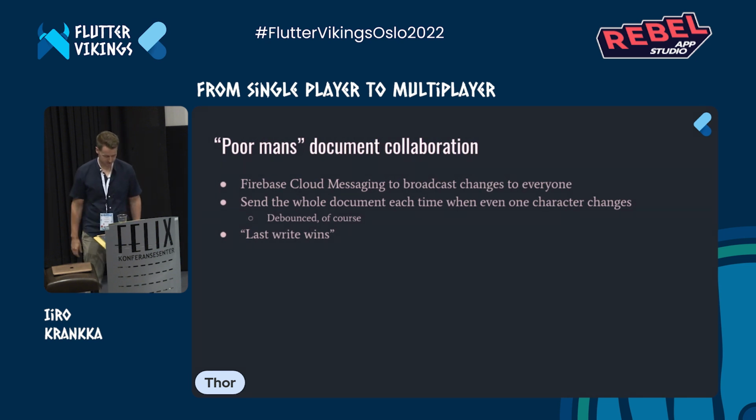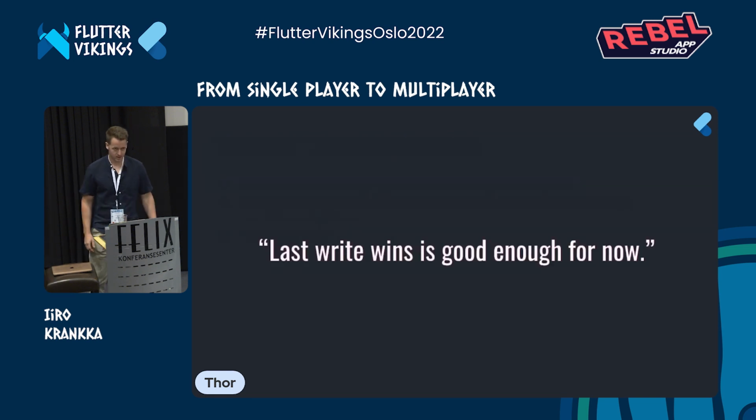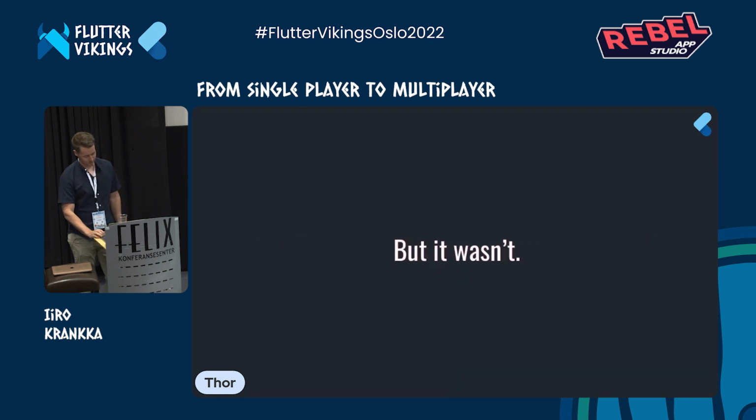So we had FCM to broadcast changes to every client. We were sending the whole document on each change, even if one character changed. And of course, we were debouncing this, otherwise it would be kind of crazy. We basically said, you know what, if we just do last write wins, that will be good enough. We'll not need to do something more advanced for now, maybe for a year or something. But that was not the case.